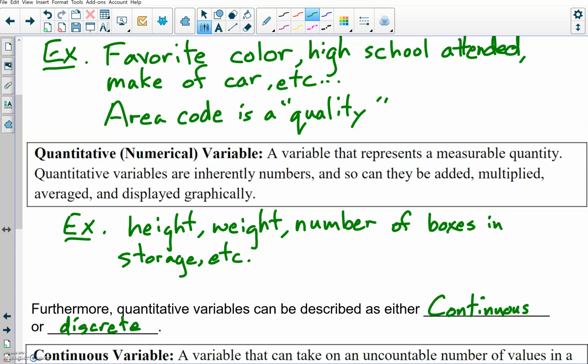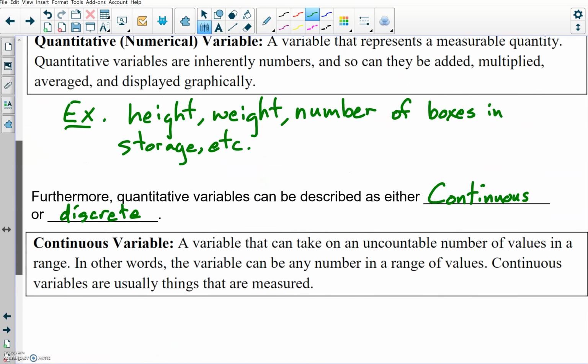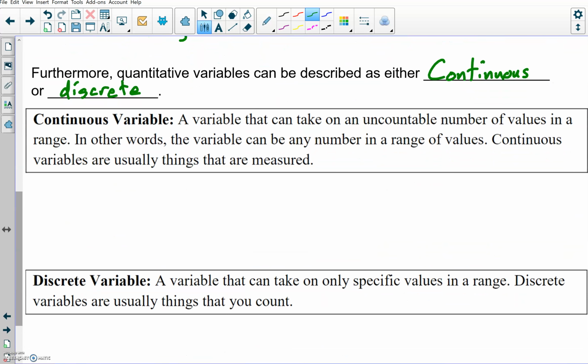All right, part two. So looking at continuous or discrete with quantitative variables. These numerical measures that we have can be described furthermore as either continuous or discrete. So coming down here, a continuous variable is a variable that can take on an uncountable number of values in a range. In other words, the variable can be any number in a range of values. Continuous variables are usually things that are measured.